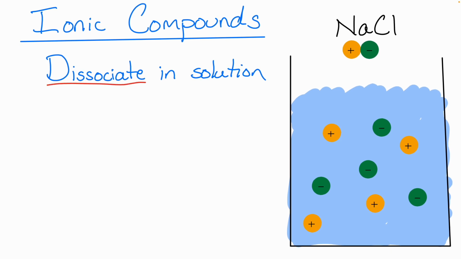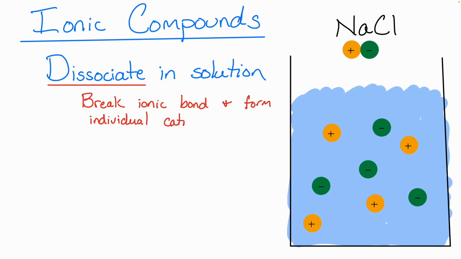That word dissociate is a fancy way of saying break up into cations and anions. All right, so we actually break that ionic bond, so that we form our individual cations and anions. All right, so just like I have pictured here, now these things are floating around independent of one another in this solution.